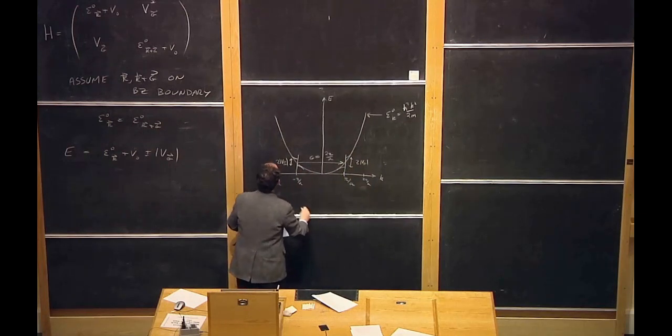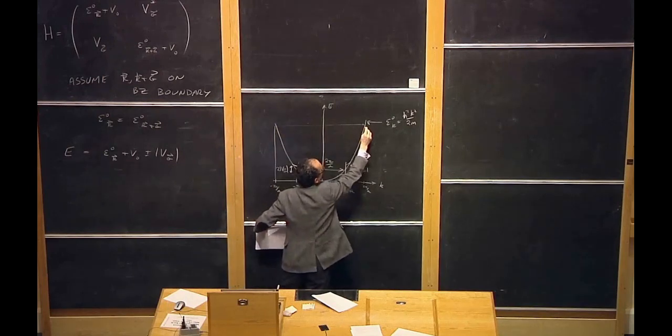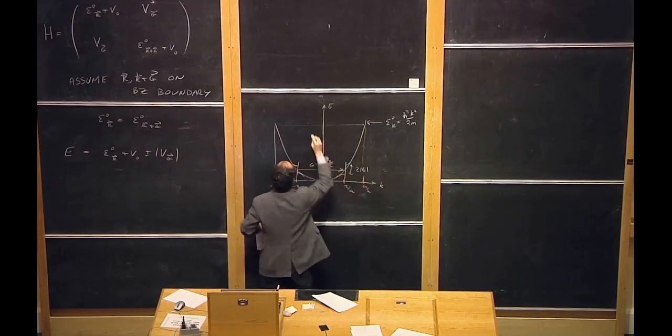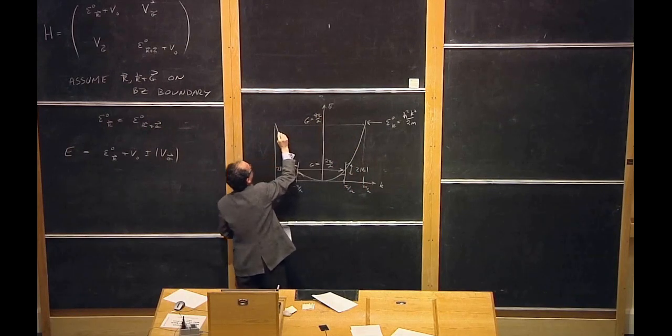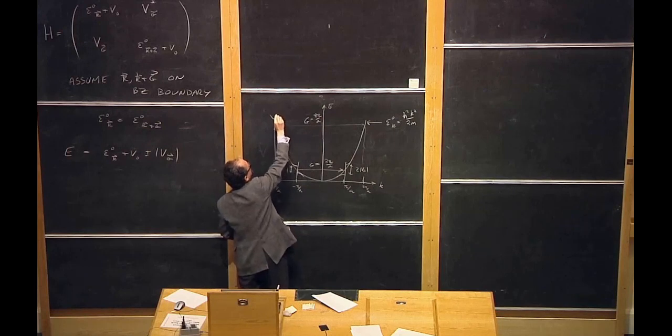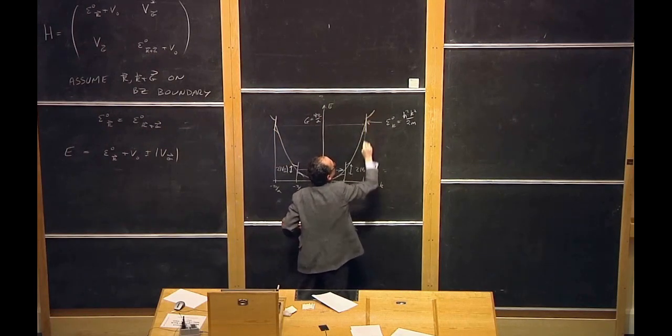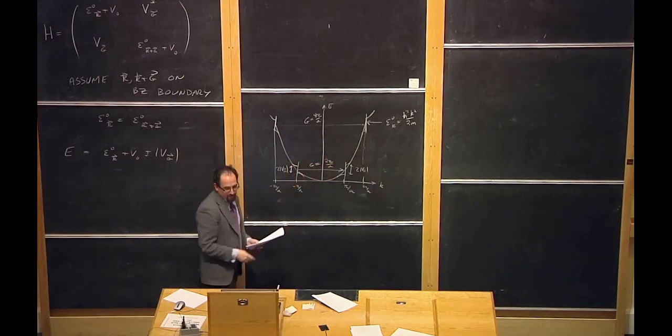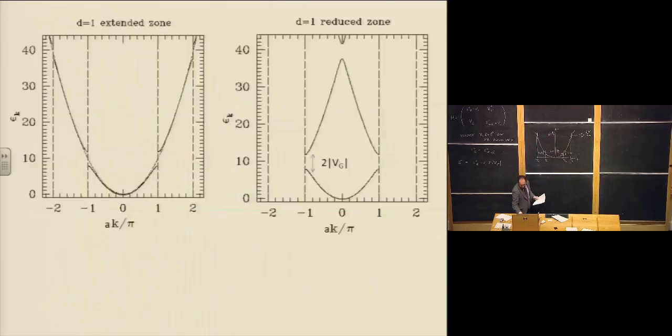And the same thing would happen up here, where you can scatter from Brillouin zone boundary to Brillouin zone boundary by g equals 4 pi over a. And here, a gap would open up at the Brillouin zone boundary here, and a gap would open up at the Brillouin zone boundary here. Okay. So since I've drawn that fairly badly, I was prepared for this, and I have a slide.